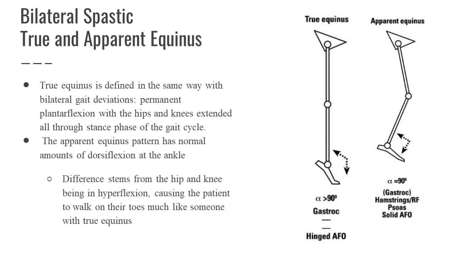And then apparent equinus, although in the image it looks pretty obviously different, the way that it's similar is that they end up walking on their toes, much like someone with true equinus, and the apparent equinus pattern has normal amounts of dorsiflexion at the ankle, but they have increased amounts of knee and hip flexion, which is the reason behind them walking on their toes.